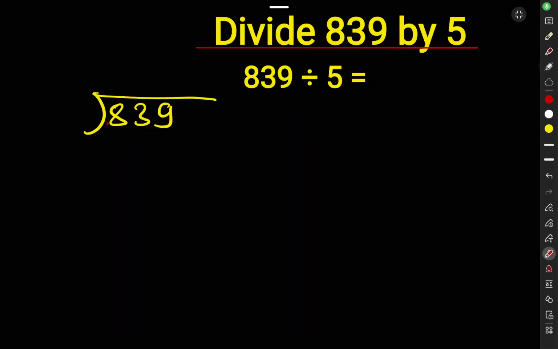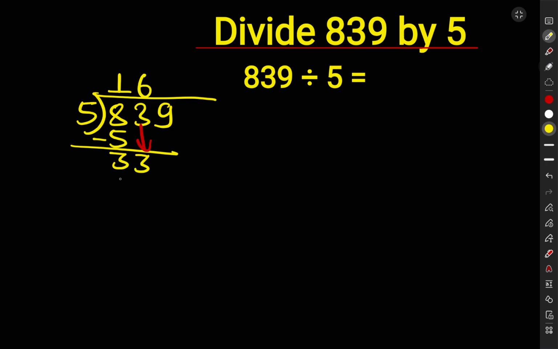Here we divide 839 by 5 in a long division method. 5 times 1 is 5. On subtracting we get 3. So now we put down this 3 and it is 33.